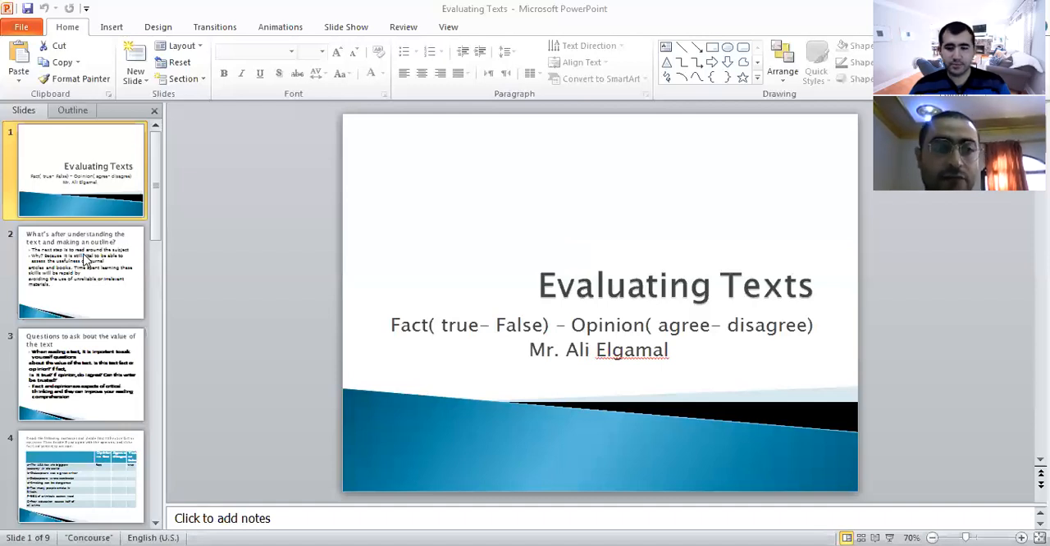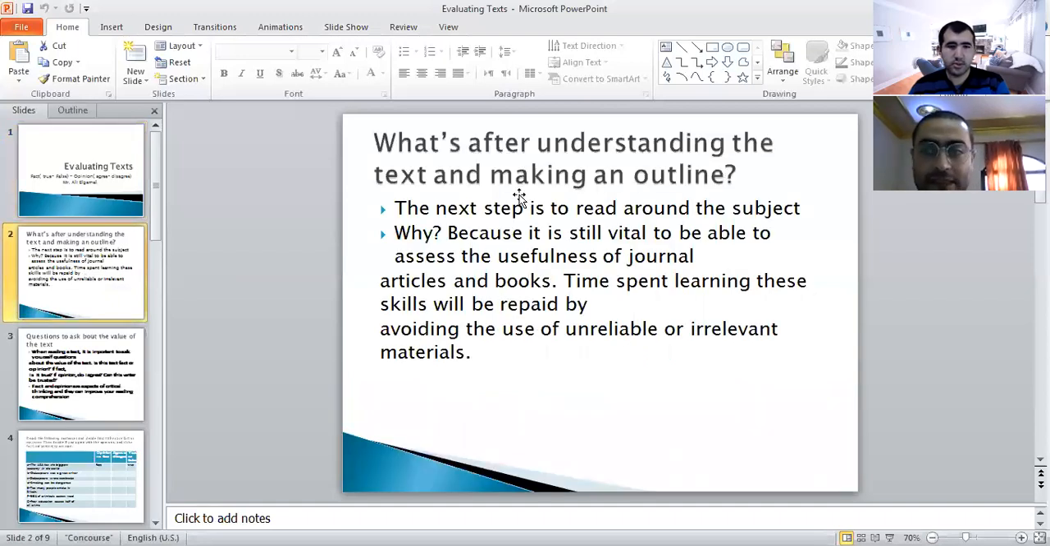So let's move to the second slide. What's after understanding the text and making an outline? In the last sessions you talked about the outline, the title, understanding the text. And then the next step is to read around the subject.